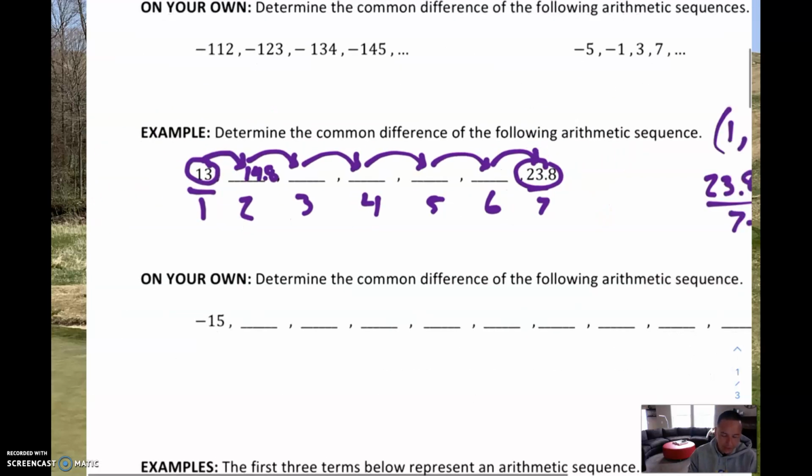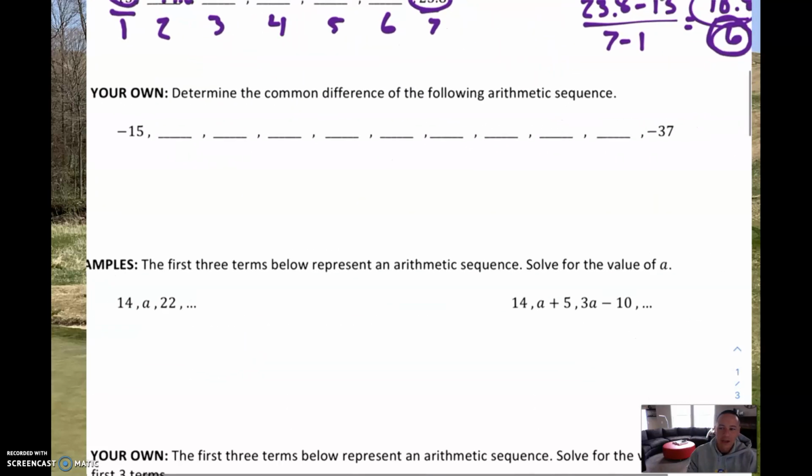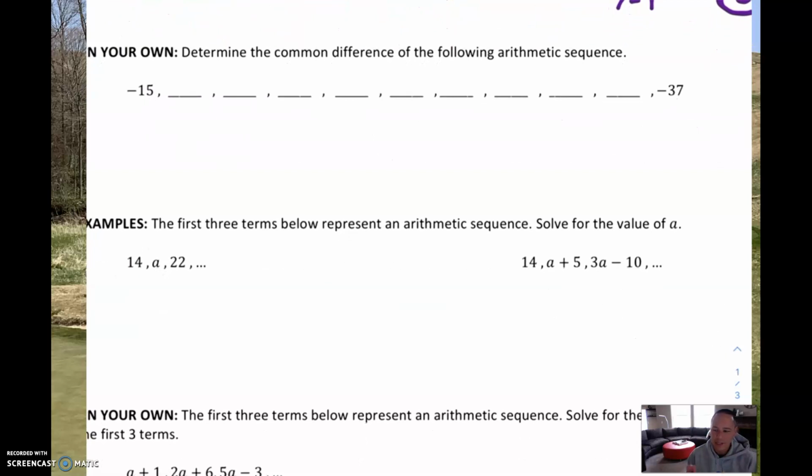So go ahead and try the next one on your own, and then come on back and we'll make it just a tiny bit more complicated.